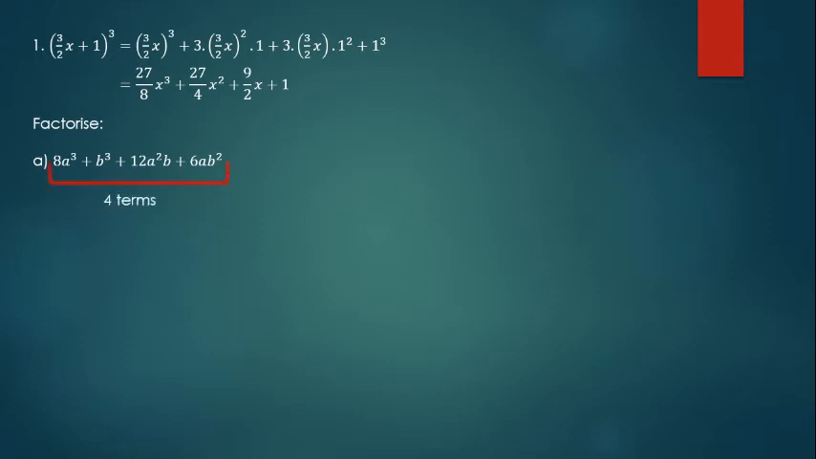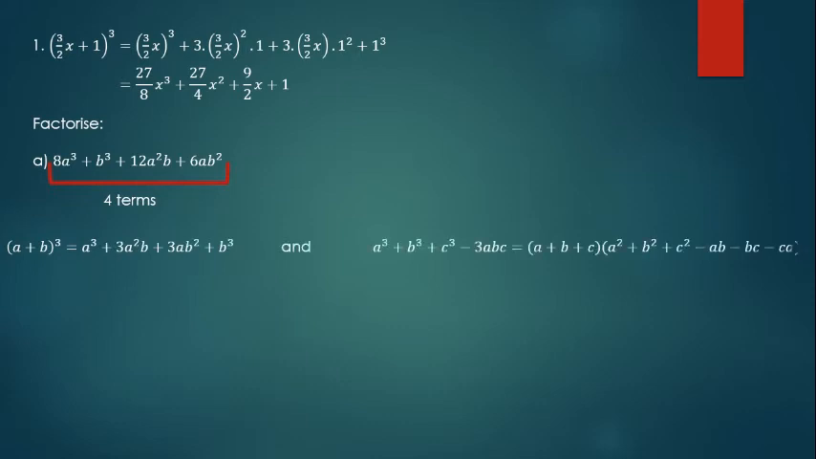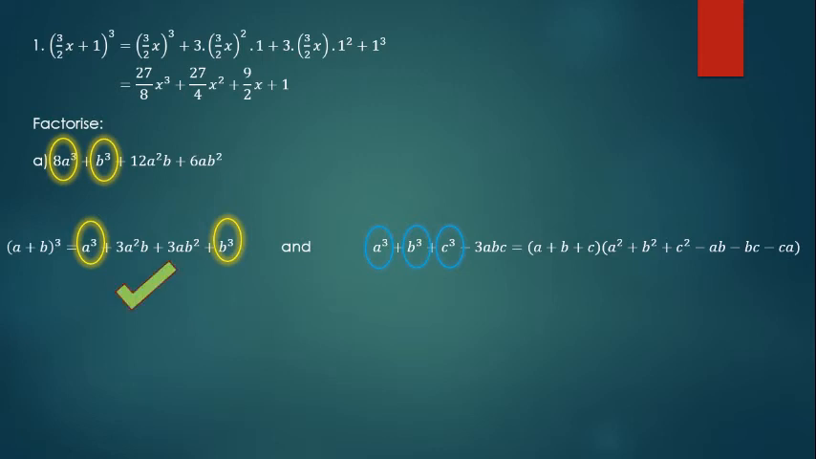Now see the number of terms. Here it's 4 terms. We have two formulas with 4 terms. One, the a plus b whole cube formula, and the other is a cube plus b cube plus c cube minus thrice abc. But in the expression you have only 2 cubic terms. In the second formula you have 3 cubic terms, a cube plus b cube plus c cube, whereas the first formula has only 2 cubic terms. Hence the first formula is the right choice.